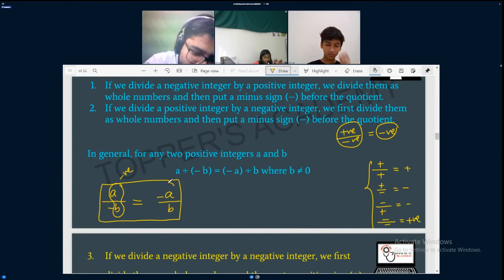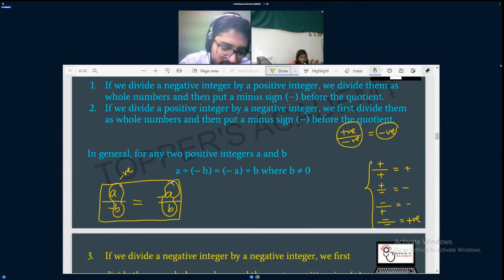Similarly, in this case, you have to divide a by b and then put a negative sign. So the value is the same. Yes or no? Yes. So it means a by minus b is equal to what? Minus a by b, or you can write this as minus of a by b also. You can find a by b first and then put the minus sign. This is also true. So all three things are equal: a by minus b, minus a by b, or a by b with a minus.